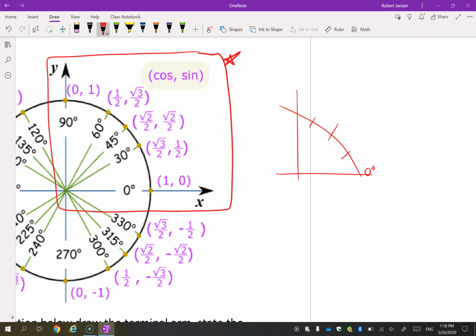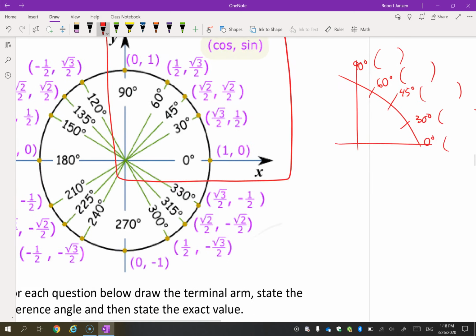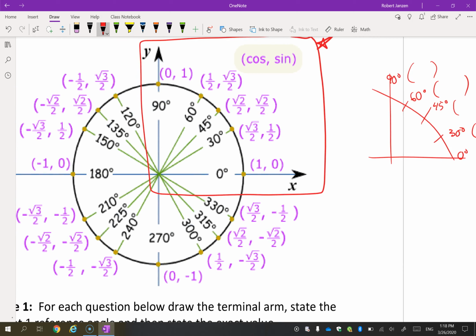Write down 0, 30, 45, 60, and 90, and you should be able to give me the x and the y values for each one without thinking too much. You should have them as quick as you can. In fact, I would put this little picture you have right here on your phone, so every time you pick up your phone, this is your screensaver. This is what you look at.